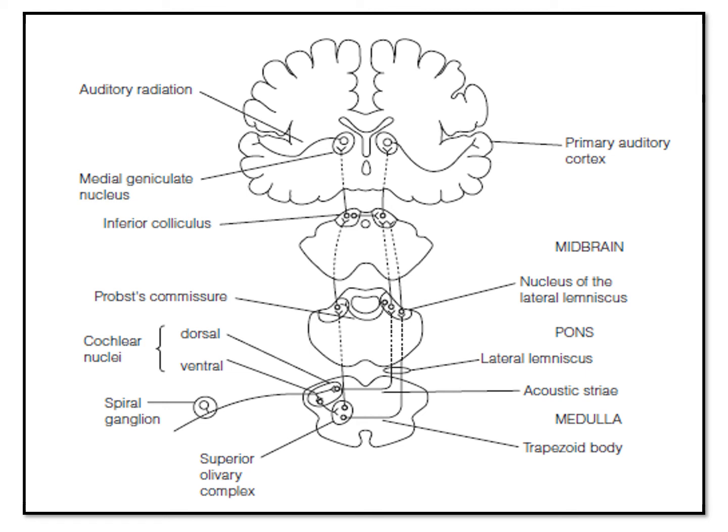From the superior olivary complex you can see fibers are going towards both sides of the nucleus of the lateral lemniscus. So ultimately the nucleus of the lateral lemniscus is the relay center at the level of the pons. You can also see the Probst's commissure is marked where the two nuclei of the lateral lemniscus are communicating with each other. Again you see the nuclei of the lateral lemniscus are relaying to the inferior colliculus at the level of the midbrain.